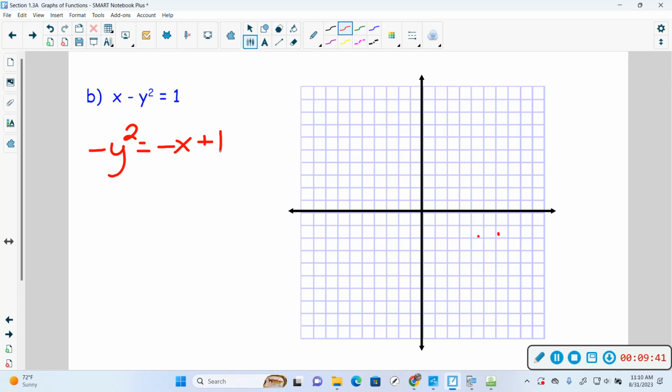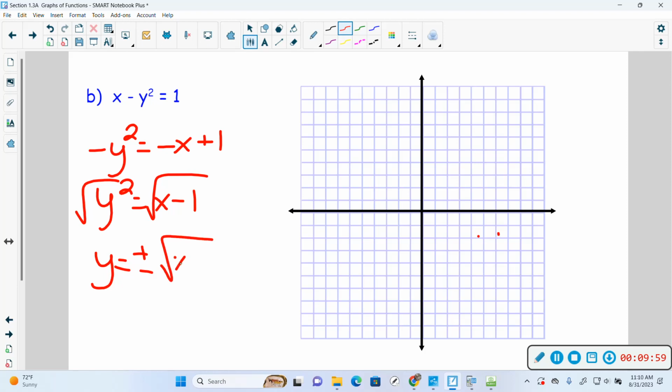I'm going to switch the signs because I like y to be positive. Probably some of you, even without the graph, can get a hint of whether this is going to be a function or not, because we have to throw a plus or a minus on. So right now, is it going to be a function? I can tell you it's a big fat no because of the plus minus, okay?